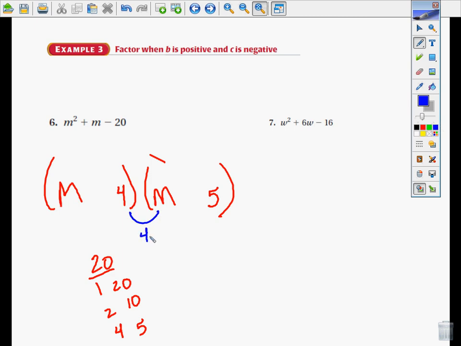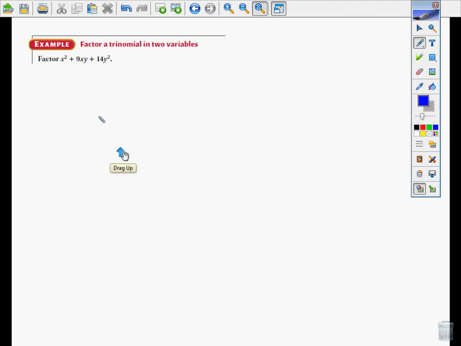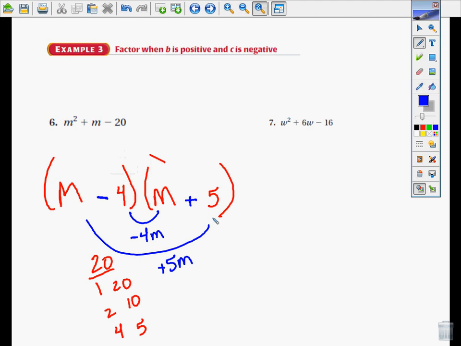And this gives me a 4m and a 5m. I need a positive 1m, so this has to be positive. So I need a negative 4m. I just follow my parentheses, like my nose and my mouth. The nose part is the first set of parentheses, so this has to be a negative and this has to be a positive, and you can check it. Negative 4 plus 5 is 1, so 1m, and negative 4 times 5 is negative 20.